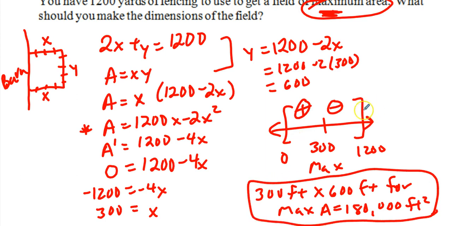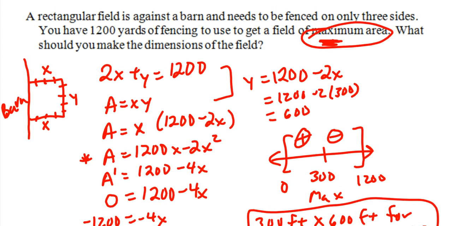So again, we have some constraints regarding a real life situation there. So again, we couldn't have negative fencing, and we had a maximum. We couldn't go over the amount of fencing that we already had for our problem.